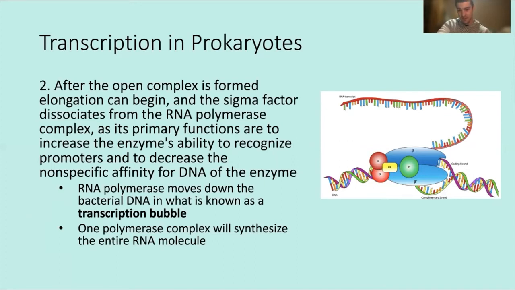And that's what you're seeing right over here. This isn't the greatest graphic to see the transcription bubble, but it's evident enough right here. It's called a bubble because it's just a small section where the DNA is unwound and separated, so it appears like a bubble. And that's how RNA polymerase moves down the strand of DNA. One polymerase complex will synthesize the entire RNA molecule.